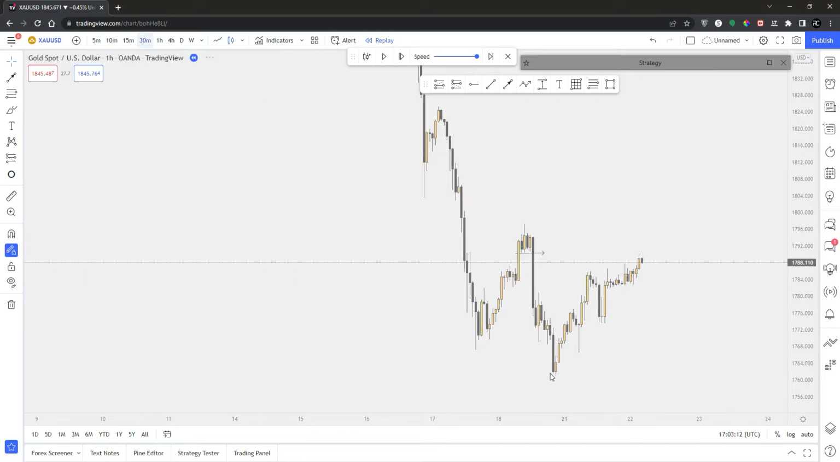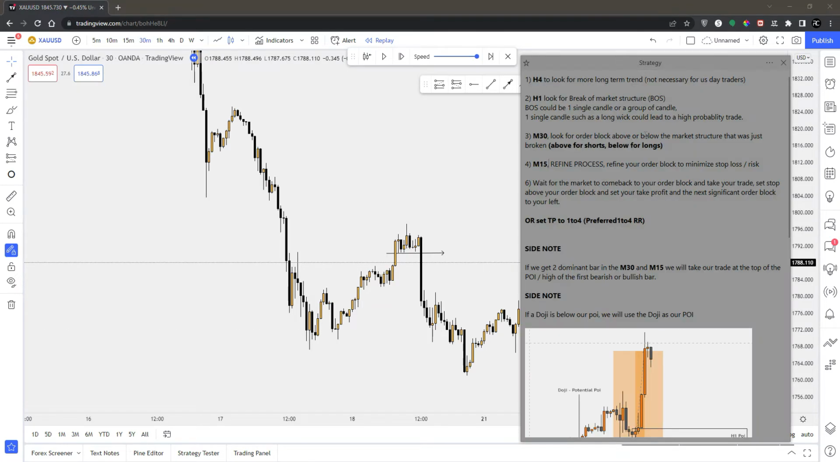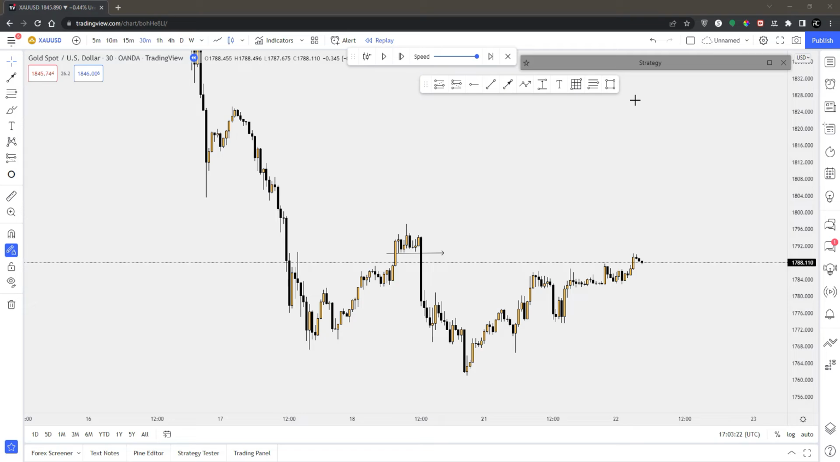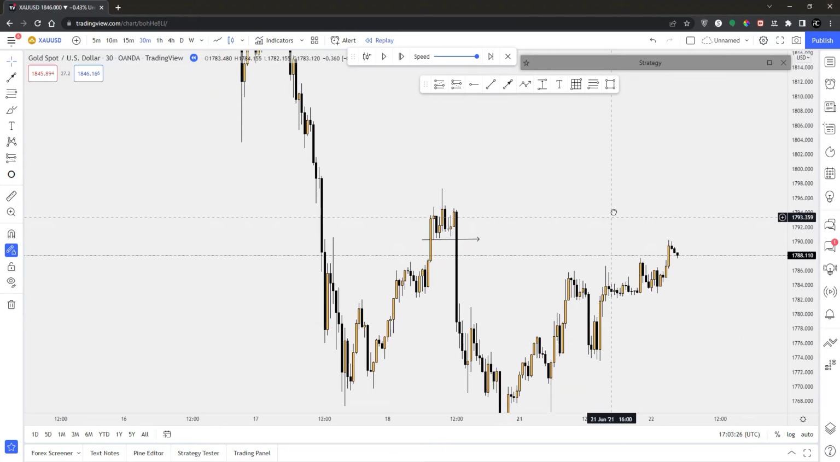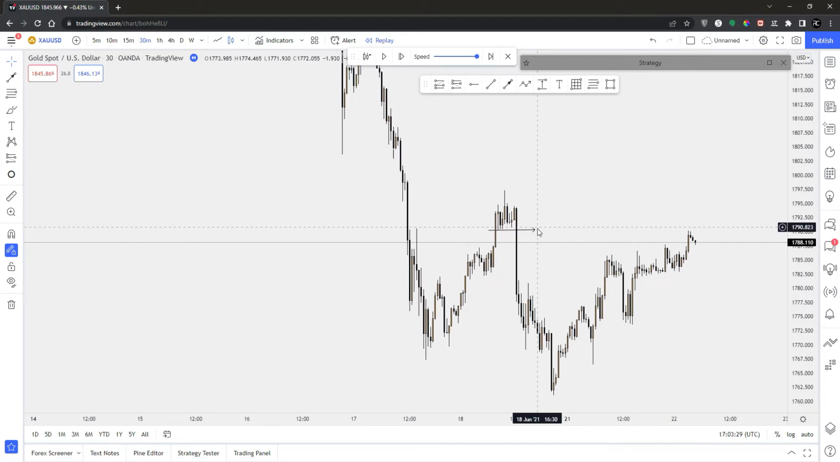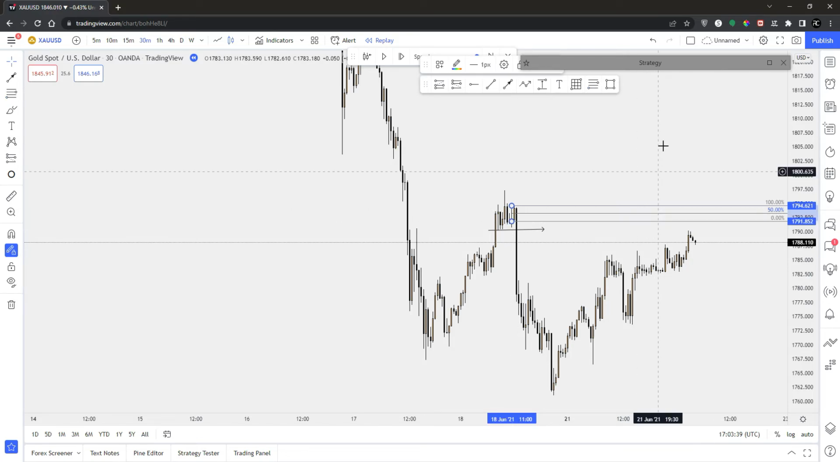Now go down to the 30-minute. Look for an order block above or below the market structure that was just broken. In this case, we're going to be looking for a breaker structure above the BOS. So we have here, this would be our point of interest. All right, let's see what else we got going on.